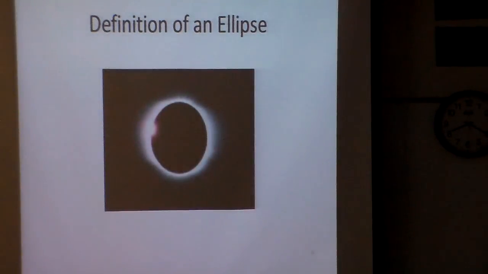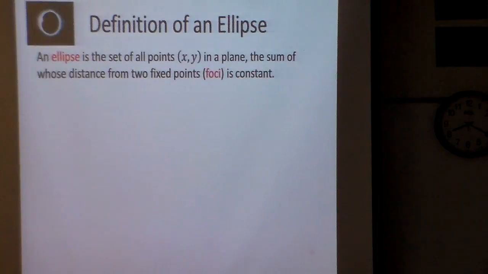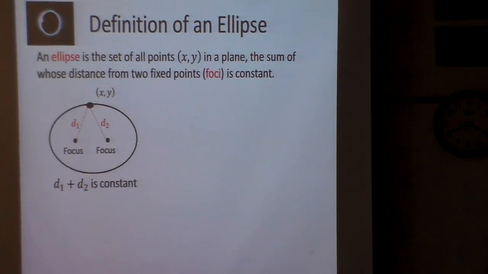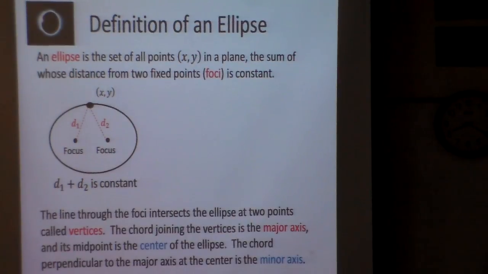Hello, definition of an ellipse. No, not an ellipse, all right? An ellipse is basically a set of points in a plane whose distance is fixed from two foci. Now, each point is a focus. The two foci are plural.